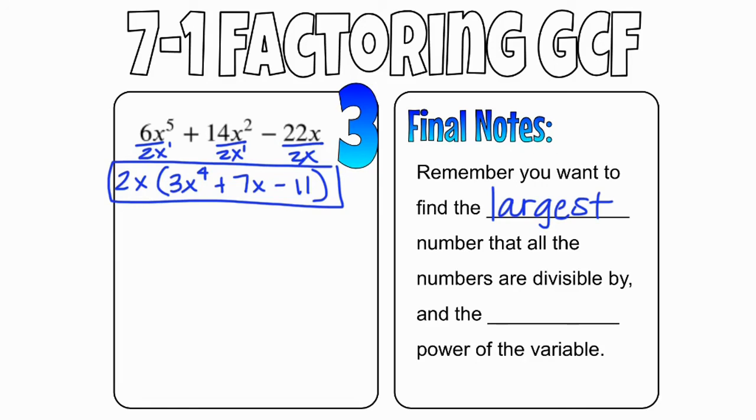that they're all divisible by, and then you want the smallest power of the variable. So in all of our cases here, the smallest power was 1. And so that's what we divided out. But the smallest power could be 3 or 4 or 7, just depending on what you're given. So you want the largest number and the smallest power to keep that going for factoring by the greatest common factor there.